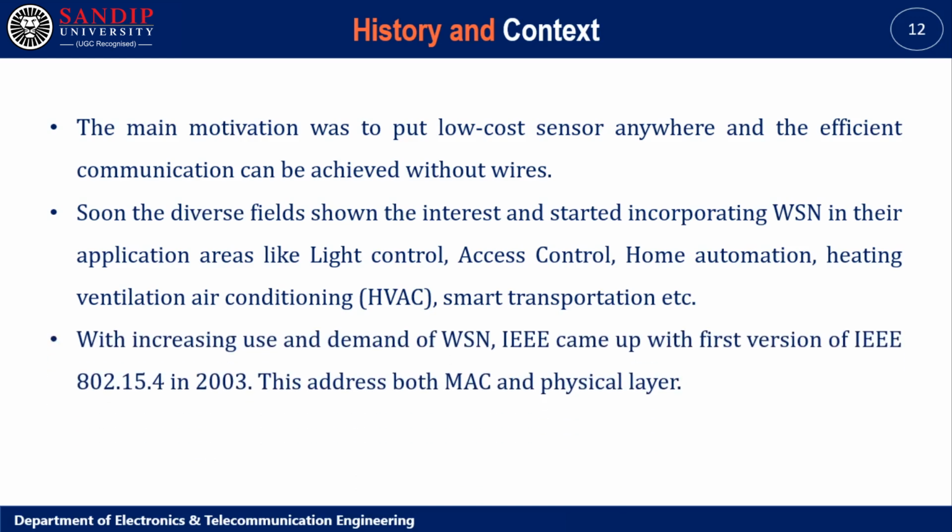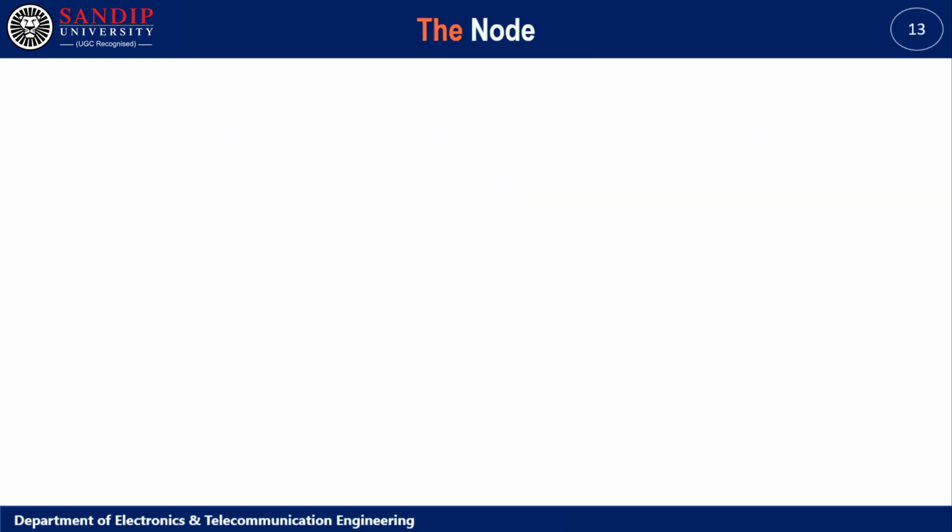With increasing use and demand of WSN, IEEE came up with the first version of IEEE 802.15.4 in 2003. This addresses both the MAC and physical layer.